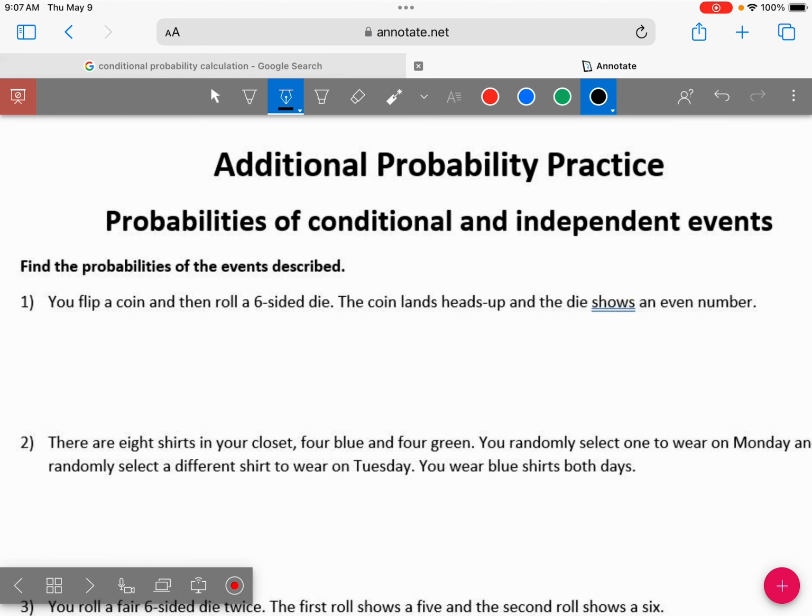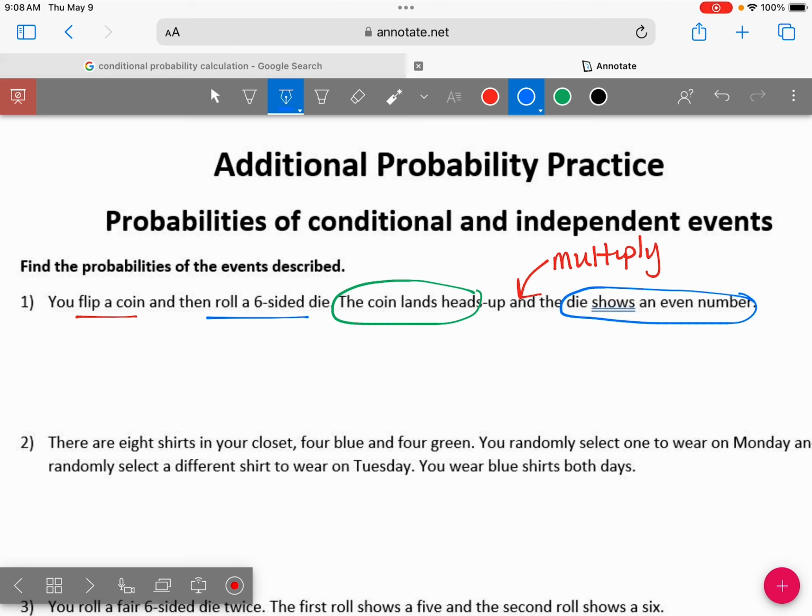What is the probability? So let's say I flipped a coin and I rolled a die. We need to figure out the probability that the coin lands on heads, which means I have to multiply it by the probability that a die shows an even number. So let's talk about the probability that it would land on heads. What's the probability that you flip a coin and it lands on heads? 1/2. 1 out of 2.